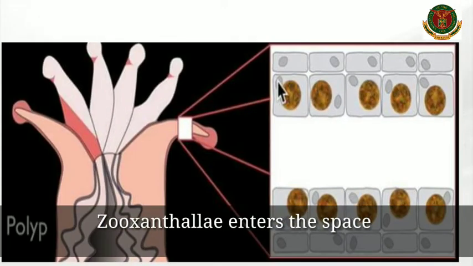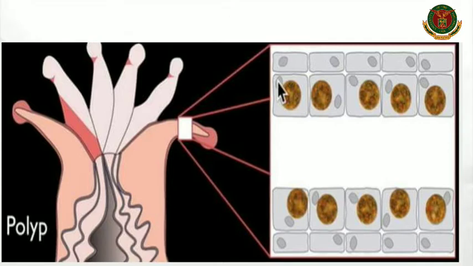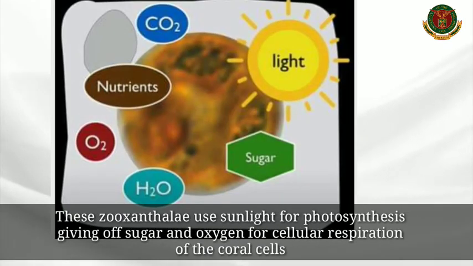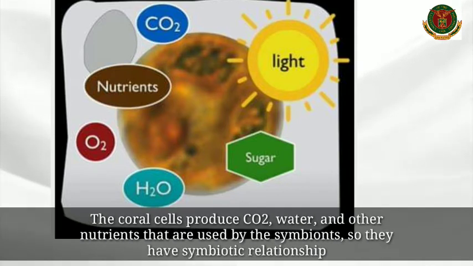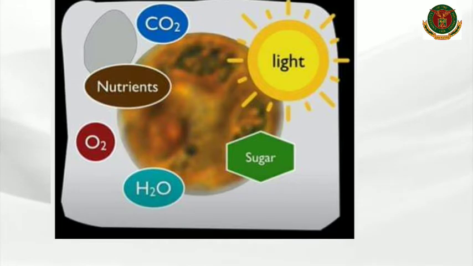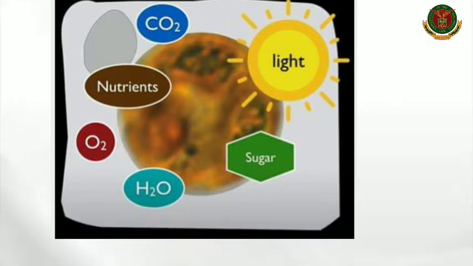The zooxanthellae are taken in like food and enter the space inside the coral and are taken by the cells through phagocytosis. However, they are not digested. Instead, they live inside the cell. These zooxanthellae use sunlight for photosynthesis, giving off sugar and oxygen for the cellular respiration of the coral cells. The coral cells produce carbon dioxide and water and other nutrients that are used by the symbionts. So, they have a symbiotic relationship. 90% of the energy for the coral is provided by the symbionts.